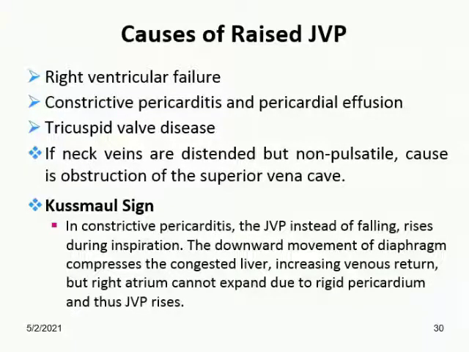Kussmaul sign. In constrictive pericarditis, the jugular venous pressure, instead of falling, rises during inspiration. The downward movement of the diaphragm compresses the congested liver, increasing venous return, but the right atrium cannot expand due to the rigid pericardium, and thus the jugular venous pressure rises.